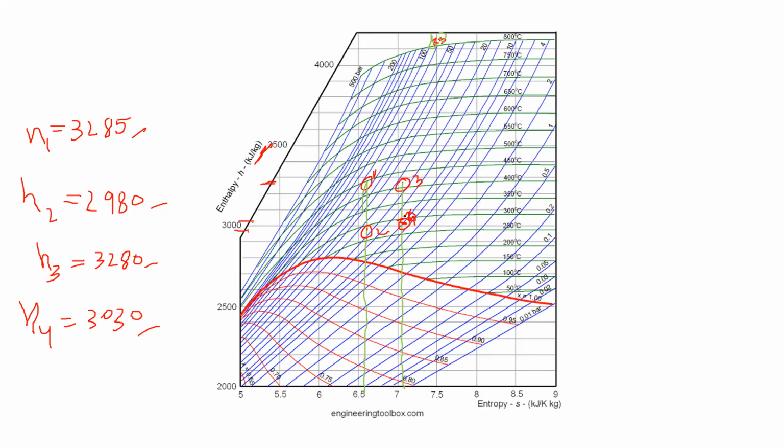At this condition only, this is the fourth state. This is the 4 dash state. Then we have to mark the fifth position at a constant entropy process. Why? Because the 4 dash to 5 is a constant entropy process, that is an isentropic expansion. For this you have to mark the enthalpy at the fifth state. For this I have to draw an isentropic expansion process line.